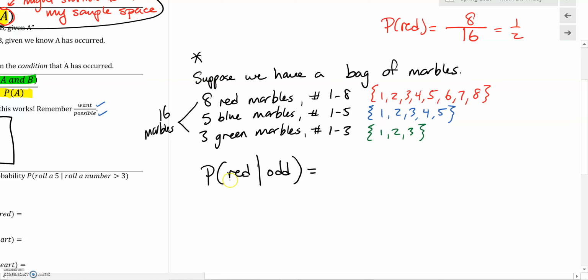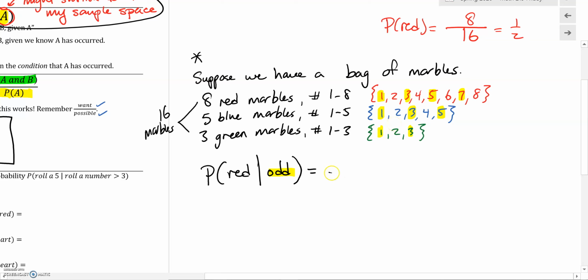But what about the probability of getting a red if I tell you that I've picked an odd one? In other words, I reach in the bag, I pull out a marble, and I look at the number and I'm going, oh, this is an odd number. I'm no longer talking about all 16 numbers. I'm only talking about the odd ones. In other words, this is my new sample space. I'm not talking about every number. I'm only talking about those odd numbers because I'm telling you that I pulled out an odd. And knowing that I pulled out an odd, now what is the probability of getting a red one?